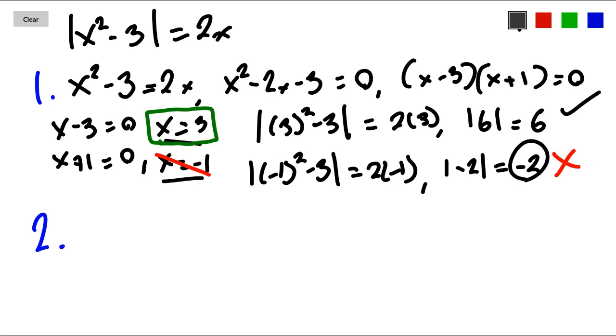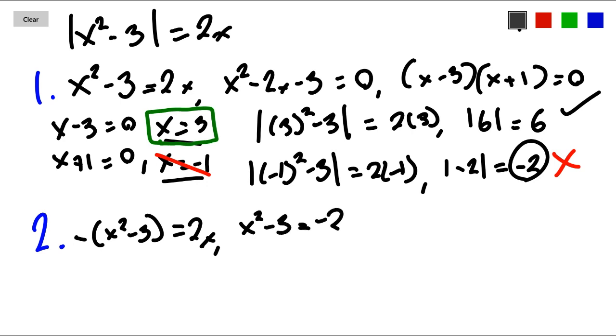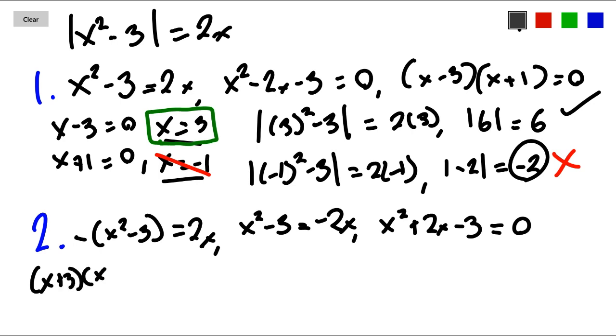And so for the second part of the equation, we have minus x squared minus 3 is equal to 2x. So I have x squared minus 3 is equal to negative 2x when I divide through by negative. And then when I move the 2x over, I end up with x squared plus 2x minus 3 is equal to 0. So this one's factorable. I have an x plus 3 times an x minus 1 is equal to 0. So I set each of the factor pairs equal to 0.